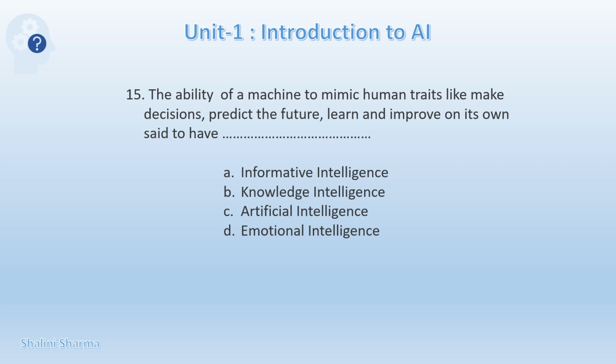15th question. The ability of a machine to mimic human traits like make decisions, predict the future, learn and improve on its own is said to have option A, informative intelligence, option B, knowledge intelligence, option C, artificial intelligence, option D, emotional intelligence. And the correct response is artificial intelligence. It is the ability of a machine to mimic human traits like making decisions, predicting the future, learning and improving on its own.